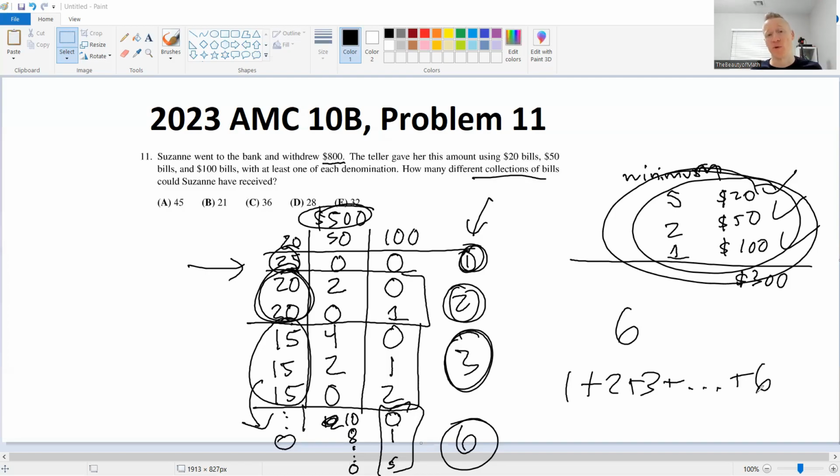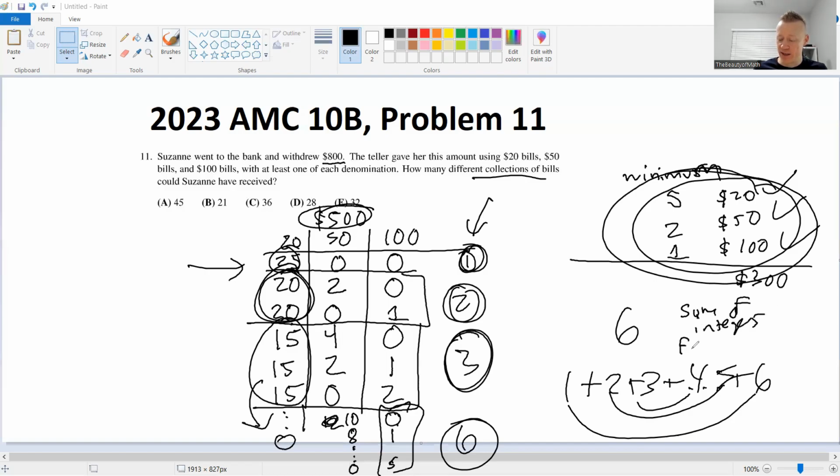You have a couple options for that. You might do the Gaussian method where you just do 1 and 6 is 7, 2 and 5 is 7, 3 and 4 is 7. You can do that and get 21, but it's such a small number, you don't necessarily have to go for the formula. The formula is the sum of the positive integers from 1 to n, and that's equal to n times n plus 1 over 2.